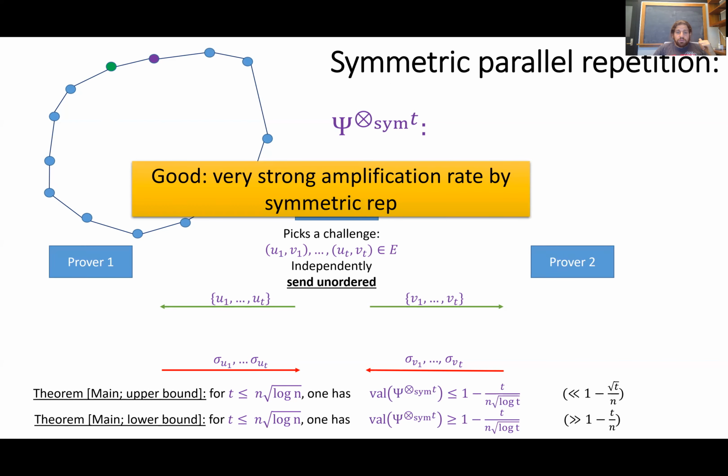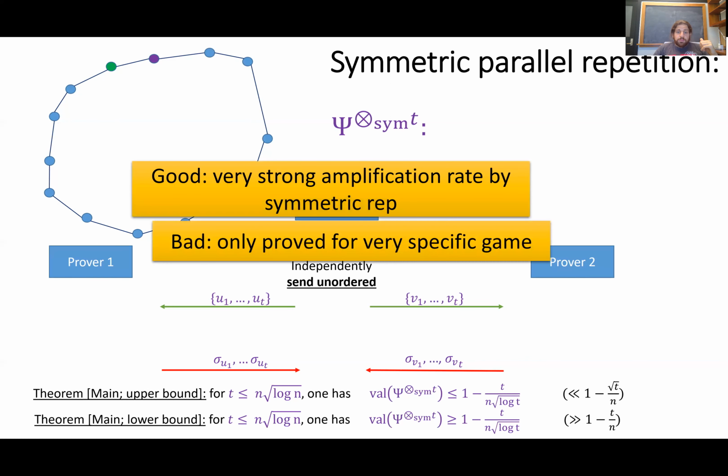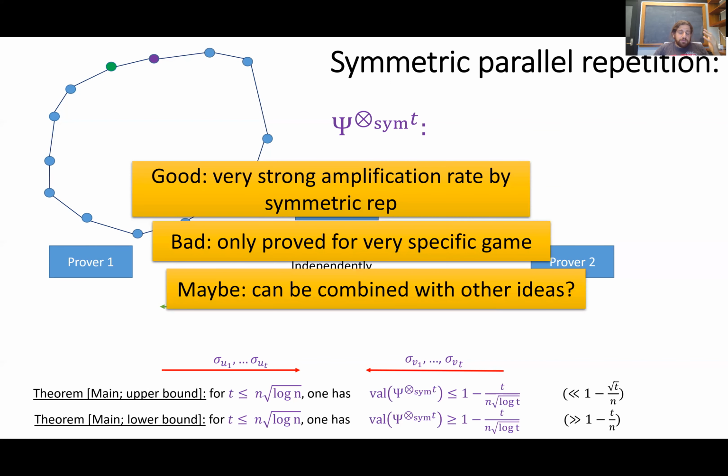The good thing about this result is that this is a very strong amplification rate, and if you manage to prove something like that for a rich enough class of games, you'd have this connection between unique games and max-cut. The bad thing is that we only proved it for a very specific game, the odd cycle game, and we know that in general this cannot hold. But perhaps we can combine this idea with other ideas and add it to our toolbox that will eventually establish this connection between max-cut and unique games. This is one step along this direction.